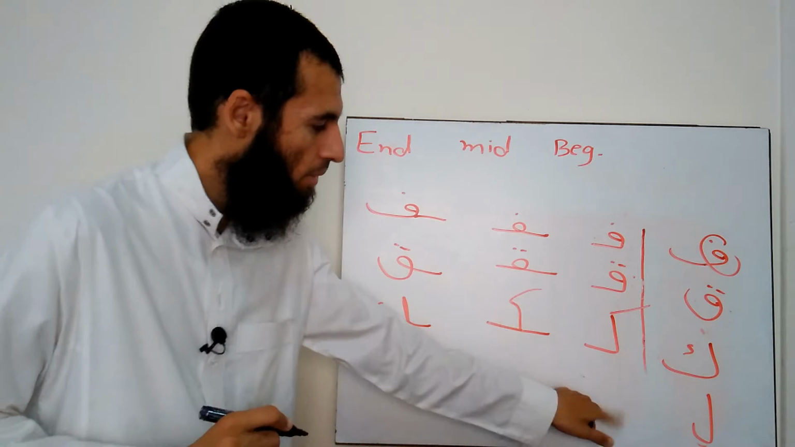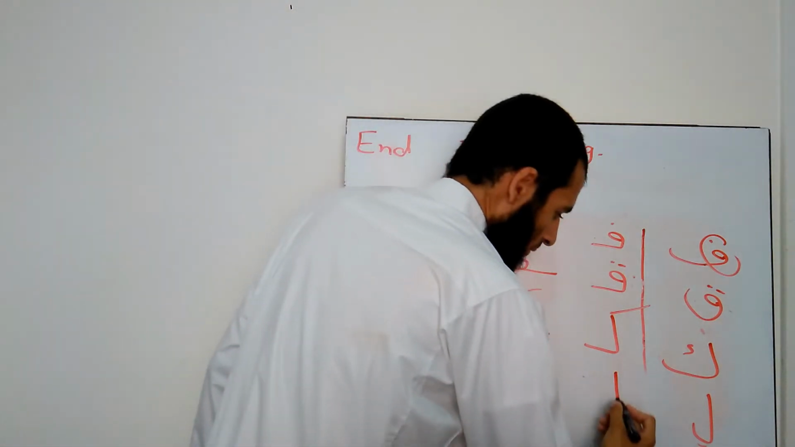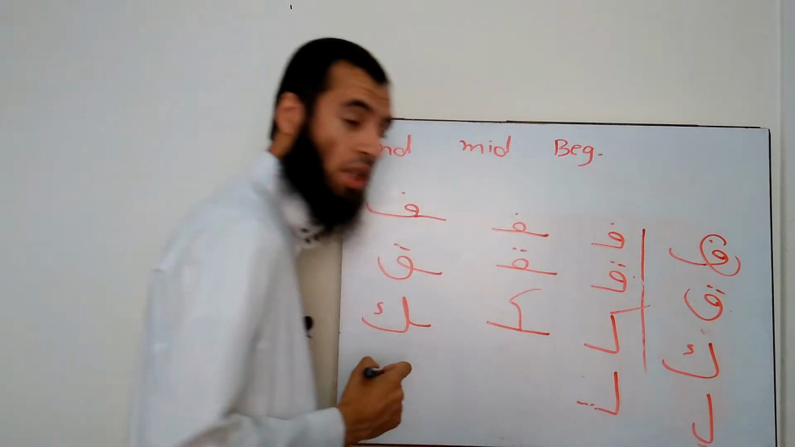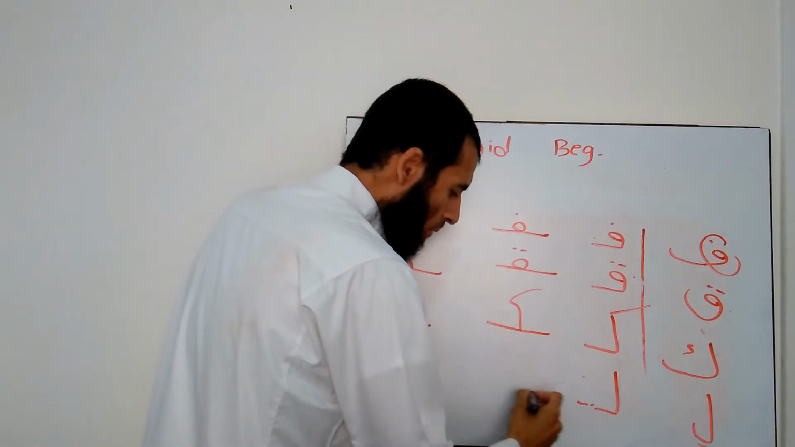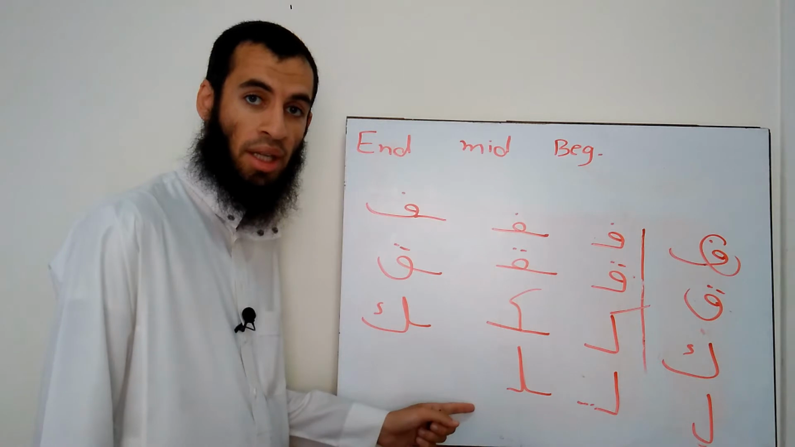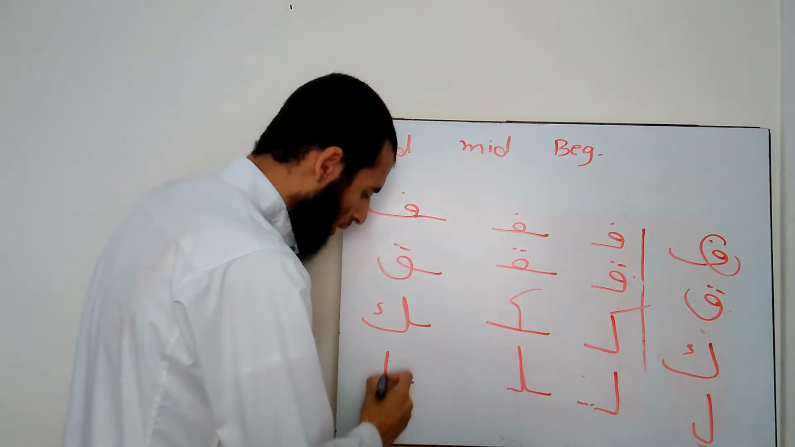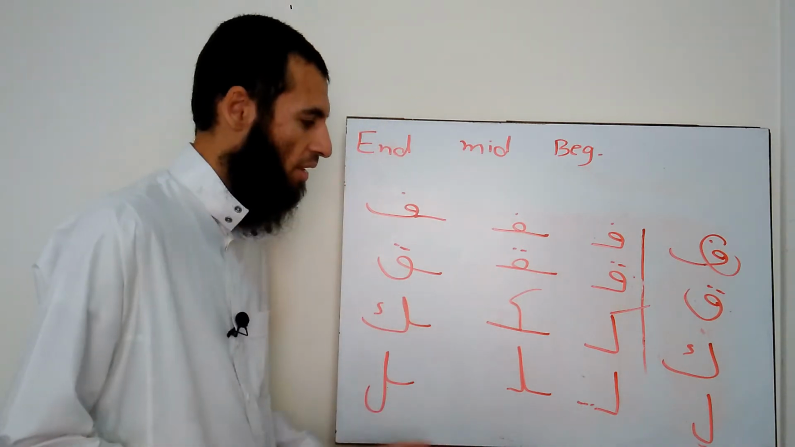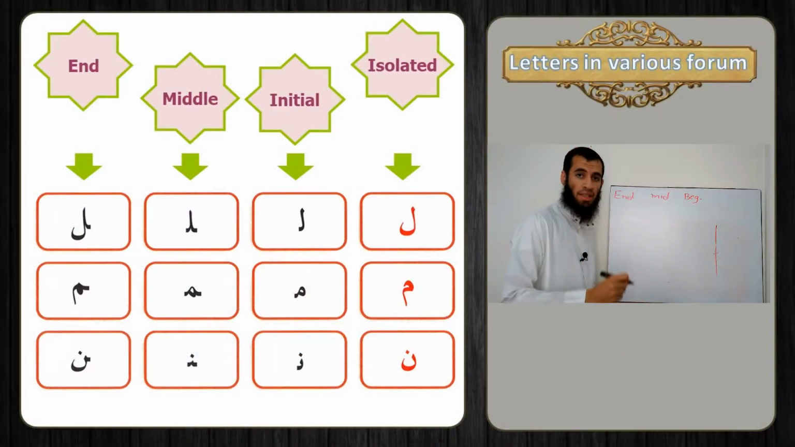For letter lam it will be like this. And this is a connection line. And at the middle of the word, it will be like this. Connection line before and connection line after. And here by the end of the word, it has the same shape. Move to the next letter.